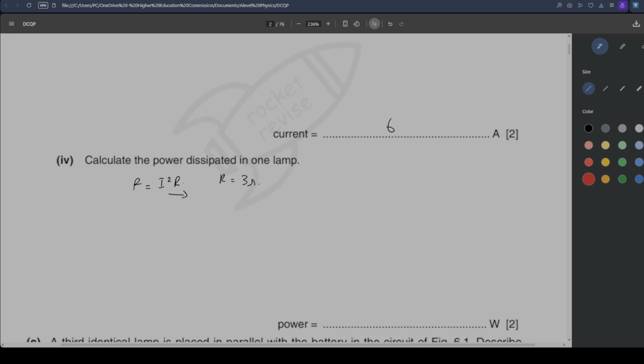Our R is 3 ohms and our current is 3 amps. So if we calculate the power, that is going to be I squared R, that's 3 amps squared multiplied by 3, so that is 9 multiplied by 3, that is 27 watts.